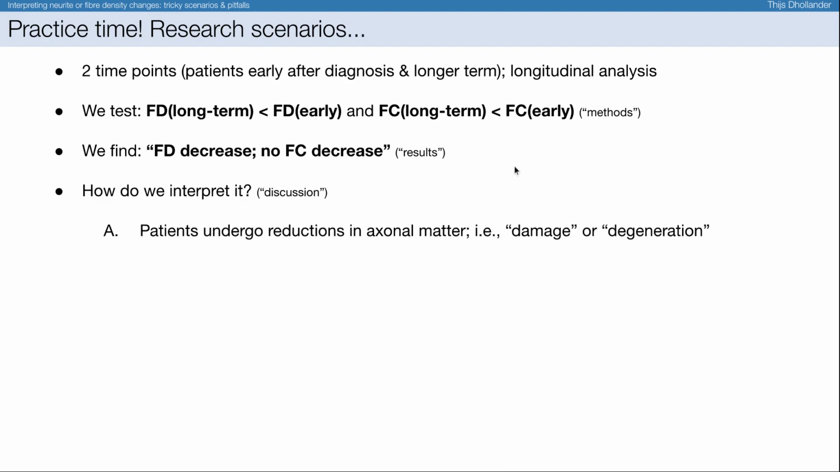Well, let's say we could say again, the patients undergo over time some reductions in axonal matter, damage or degeneration. Probably inspired by this FD decrease bit in there, right? Seems sensible. And this time I'm not going to give you a second option. I'm going to ask you, can you imagine something else? Is this the thing you're gonna write in the discussion? Or are we overlooking something? Okay, giving you some time to think.